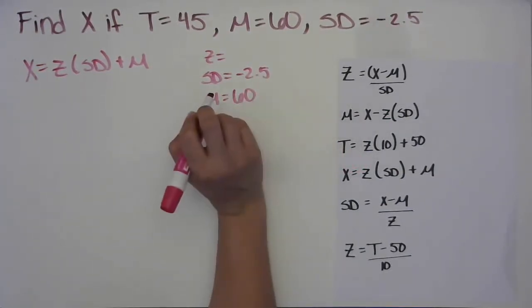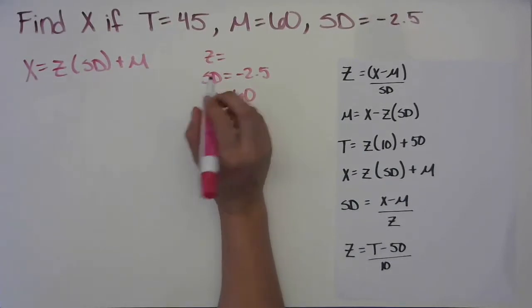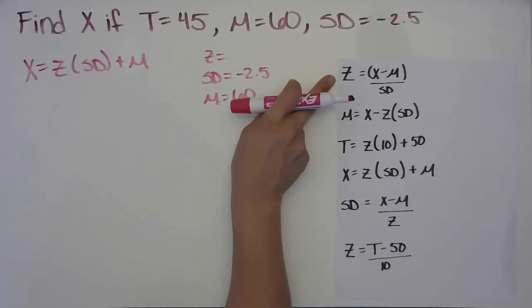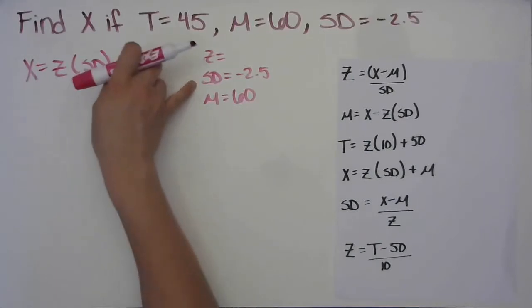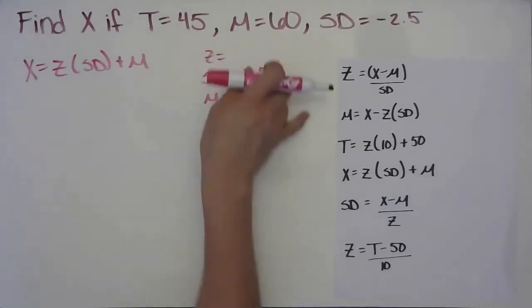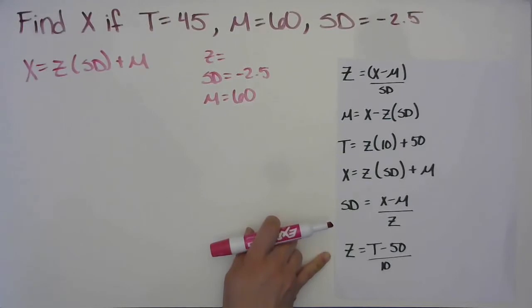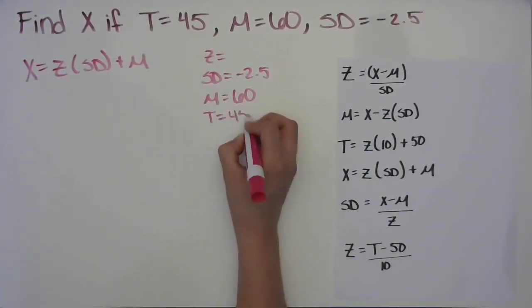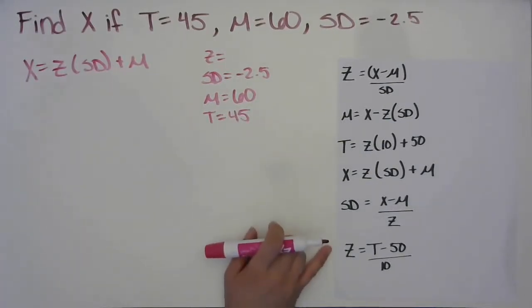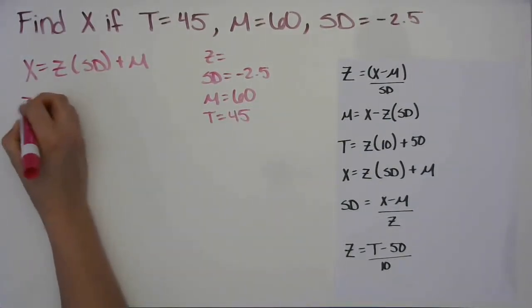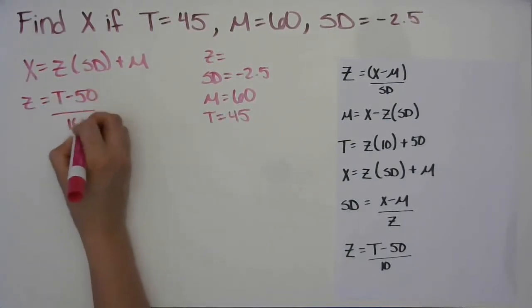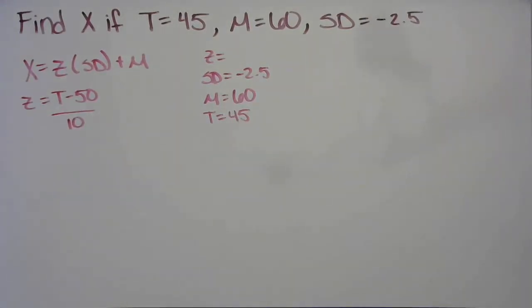So let's look on here and see if there is a formula for a z-score that we can use with the information that we have. Now this formula up here requires a raw score, a mean, and a standard deviation. So we have the mean and the standard deviation, but not the raw score. But if we look farther down, there is one that we can use the t-value for. We have the t-value here. So with our t-value of 45, we can use this formula to find our z-score. So let's go ahead and write that down. So we have t minus 50 divided by 10. Okay, now we've got everything that we're going to need.